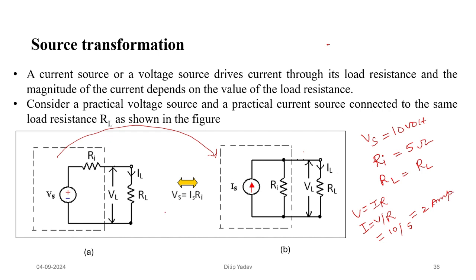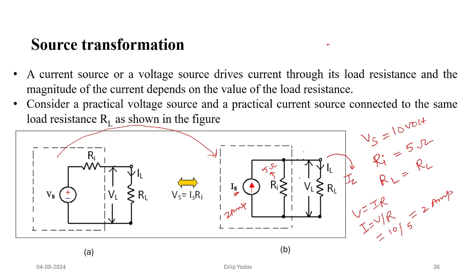So when we are transforming the voltage to the current source, Is in this case will be 2 ampere, and Ri remains the same, that is 5 ohm, and RL remains the same, VL remains the same, and we need to calculate the value of IL.